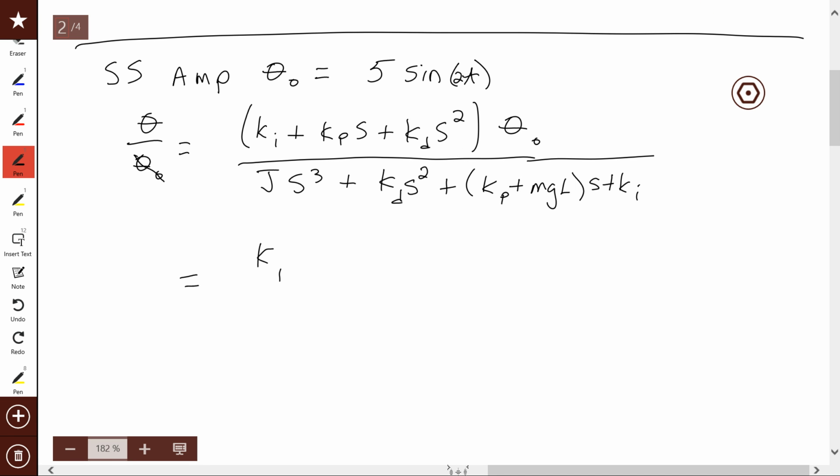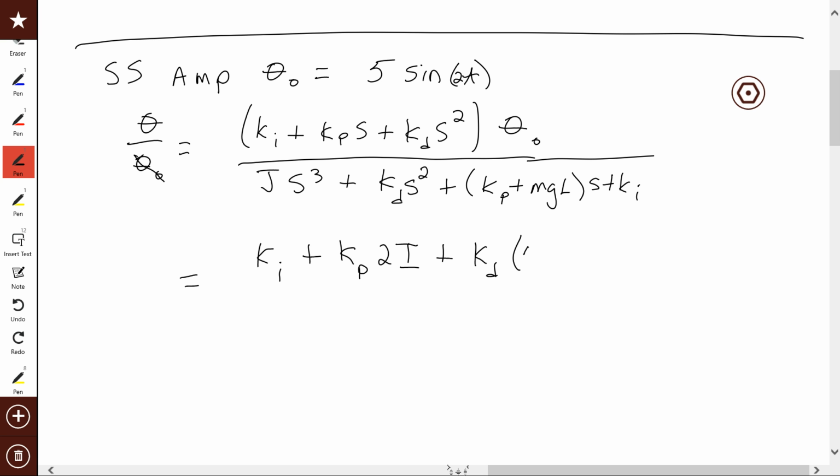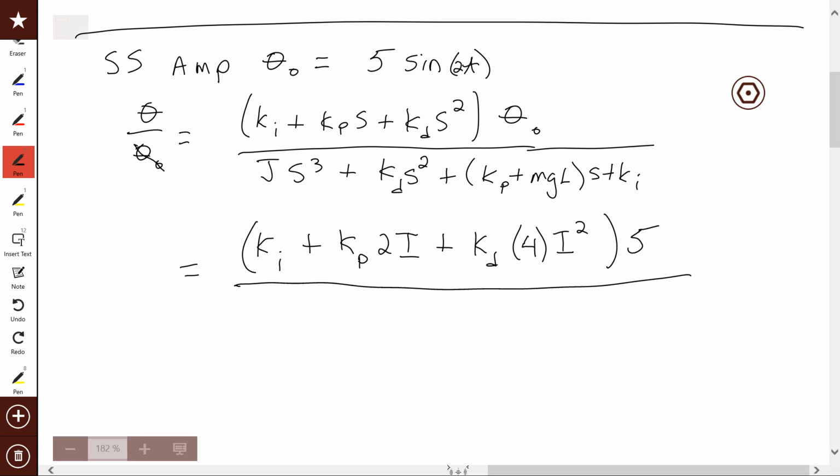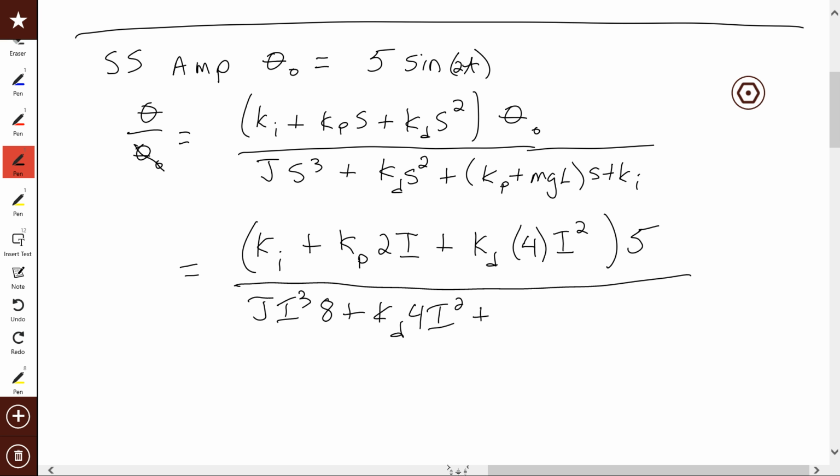Okay. So what this is, you put in KI plus KP 2 capital I plus KD 4 I squared times 5. Where did I get that 5? Yeah, that's the amplitude of the input. Divide by J I cubed, 2 cubed is 8, plus KD, 4 I squared, plus KP, plus MGL 2I plus KI.